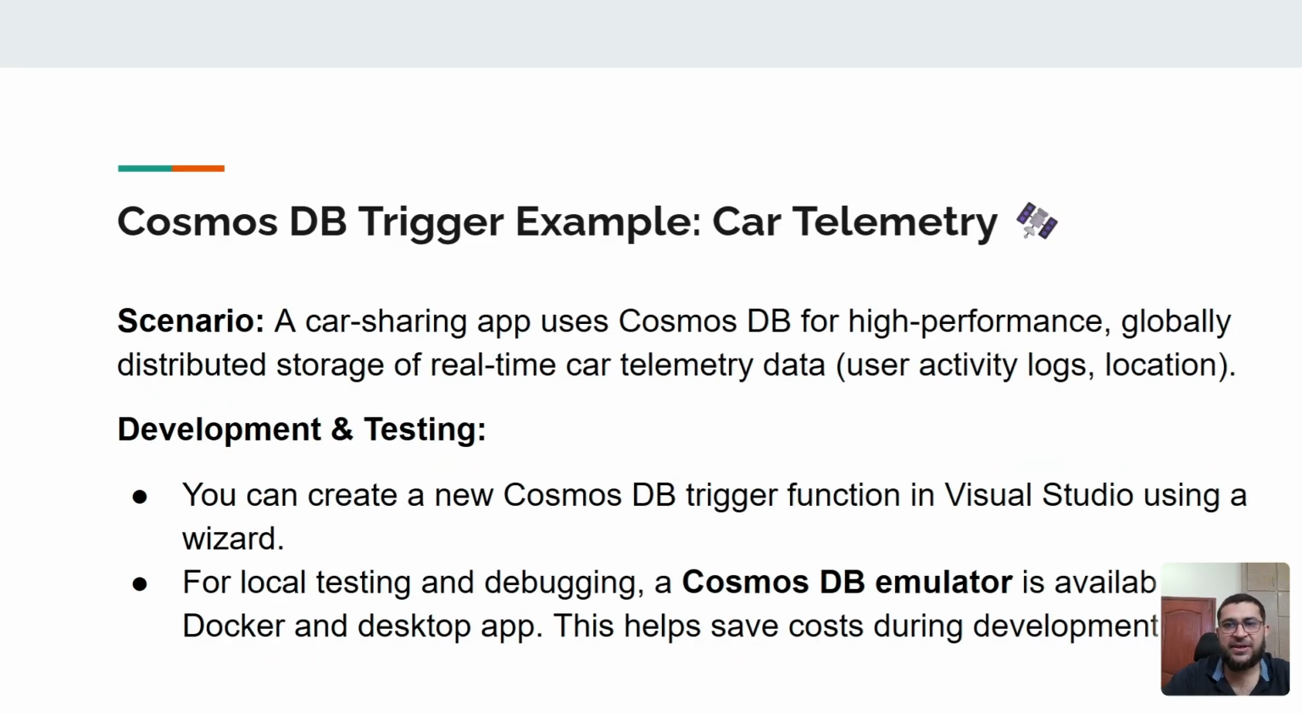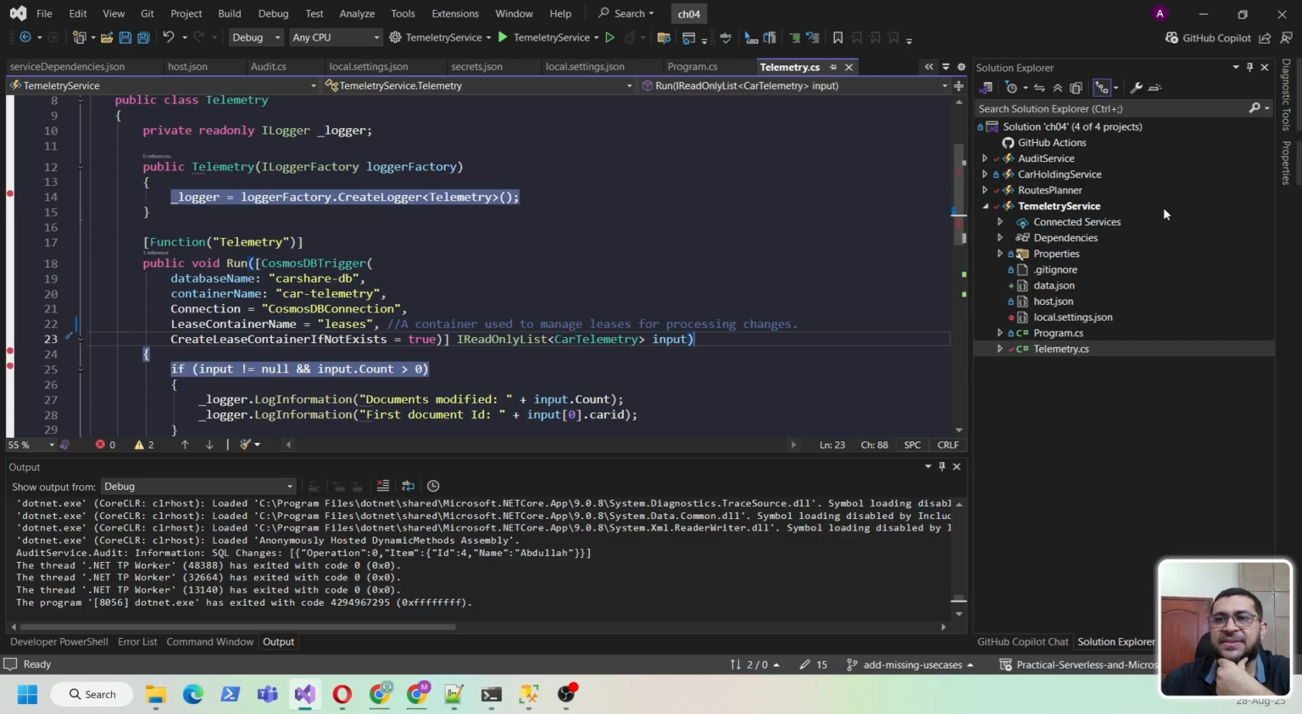So this is an example: car telemetry. There is one scenario: a car sharing app uses Cosmos DB for high performance, globally distributed storage of real-time car telemetry data, such as user activity log and location. So for development and testing, we can create a new Cosmos DB trigger in Visual Studio, and we can also set up the local settings for debugging and testing. We can use the Cosmos DB emulator as well. This is the example of the Cosmos DB trigger.